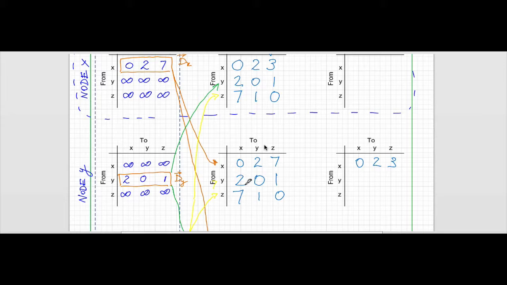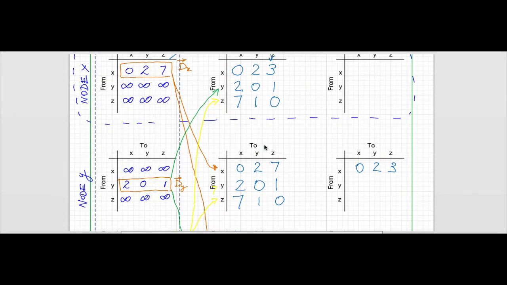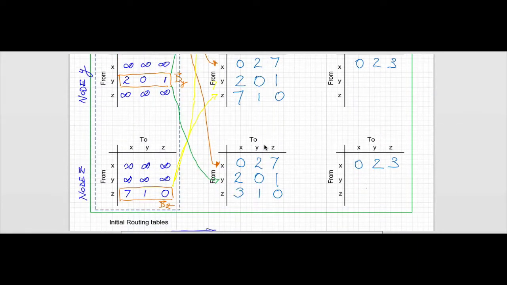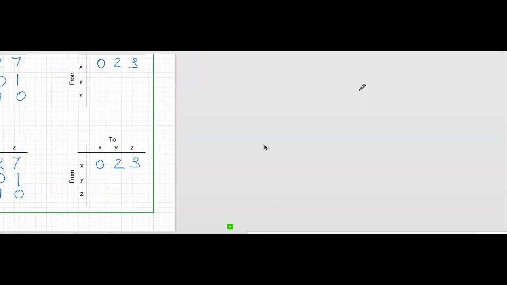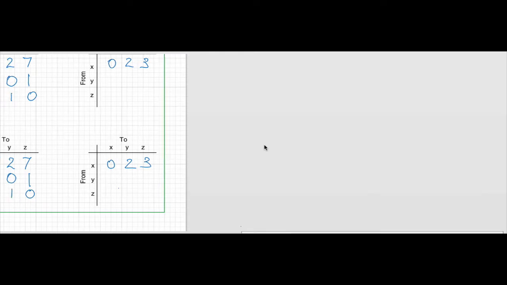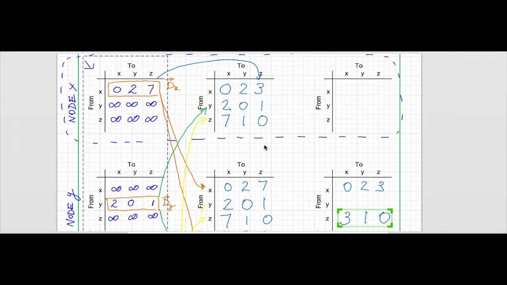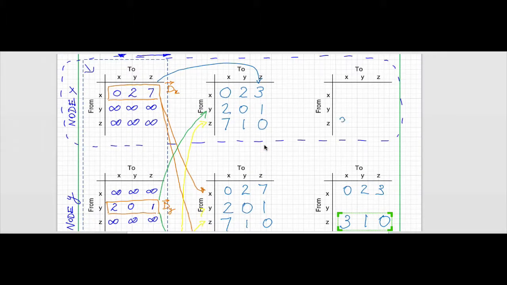Y, notice that it has a change. Excuse me, Z has a change. Z went from 7, 1, 0 to 3, 1, 0. So Z is going to tell everybody that it can reach X at a cost of 3, and then Y at a cost of 1, and Z at a cost of 0. So again, here's what we get. We get 3, 1, and a 0.